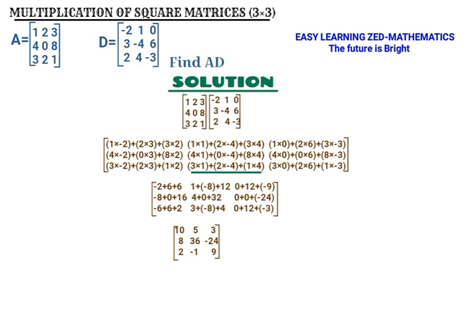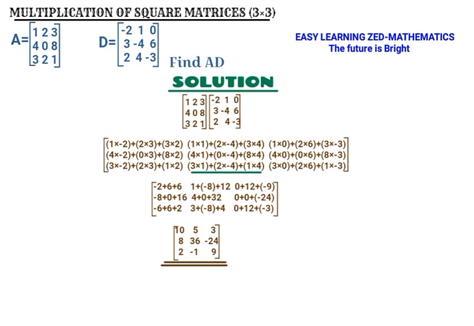So multiplying matrix A by matrix D will give us that matrix which has elements which are 10, 5, 3, down 8, 36, negative 24, then down again 2, negative 1, 9. Okay, so that is the final answer.